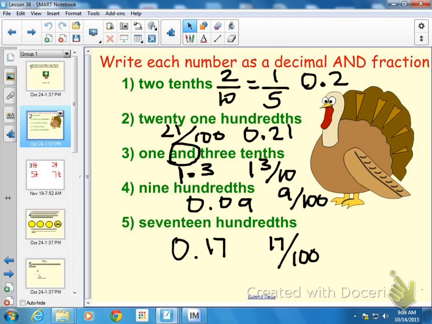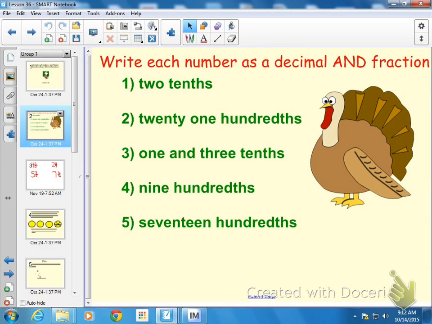So remember, the key word that you need to remember is and. And means decimal. So when you see an and, you have to put your decimal down. Okay, moving on to the next slide.